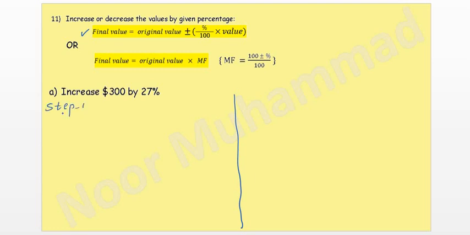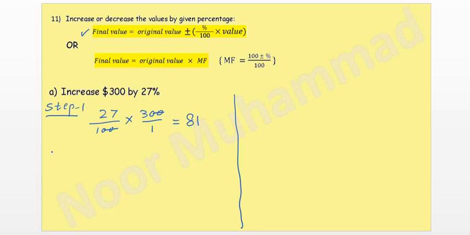So step 1 will be that I will find how much is 27% of this 300. So what will you do? You will do 27 out of 100 and then you will multiply it with the value, that is 300. The 2 zeros will be cancelled with the 2 zeros and the final answer will be 81. So this is the increase.